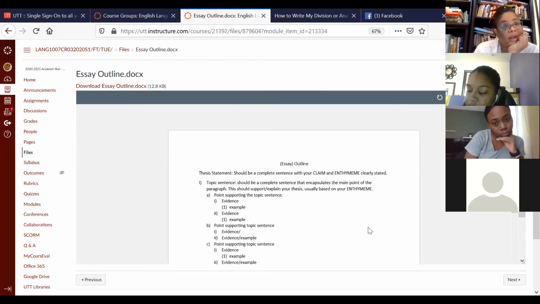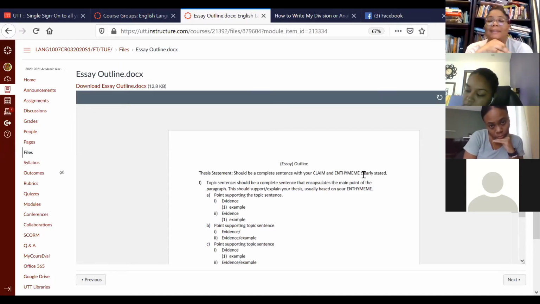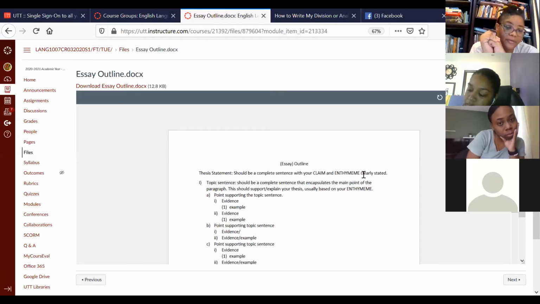So in the outline, we start with the thesis statement. Should be a complete sentence, one sentence. It will include your claim and the reasons you make that claim, right?